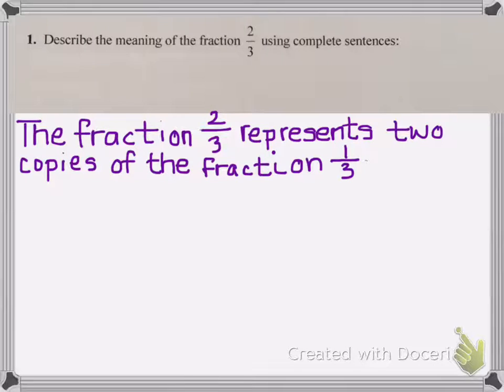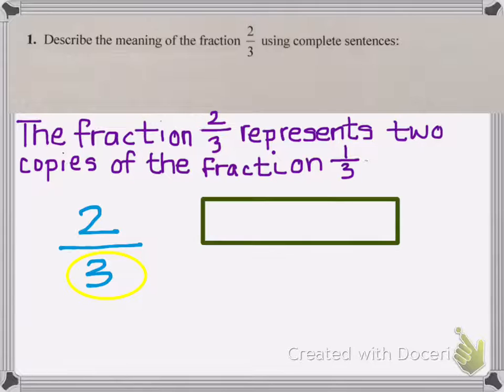Let's take a look at the fraction 2/3. Let's look at the denominator of the fraction. The denominator is a 3. This means that we had one whole unit divided up into 3 equal pieces. Let's say this rectangle represents our unit. Now let's divide it into 3 equal pieces. Each one of these pieces will represent 1/3 of the unit.